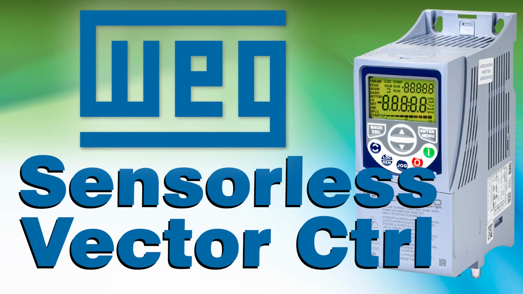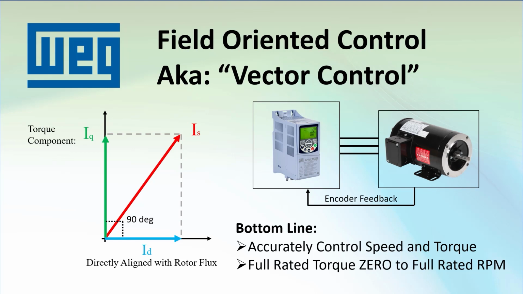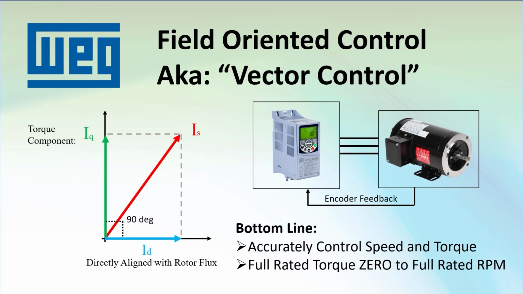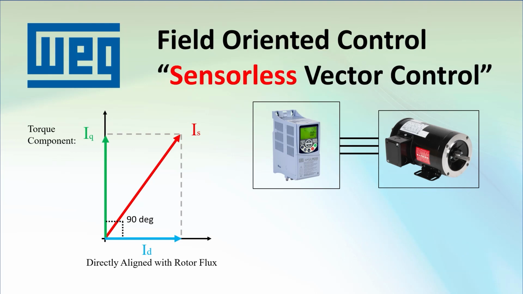In the previous video, we learned about field-oriented control, also called vector control, where the drive uses an encoder to keep track of where the rotor is so it can optimize the orthogonal current components to get superior speed and torque control of the motor all the way down to 0 RPM. Now it turns out, as long as there's enough of a magnetic field in the motor's rotor for the drive to track it, the drive can do a really good job of controlling the motor without using a sensor, which is why we call it sensorless vector control.